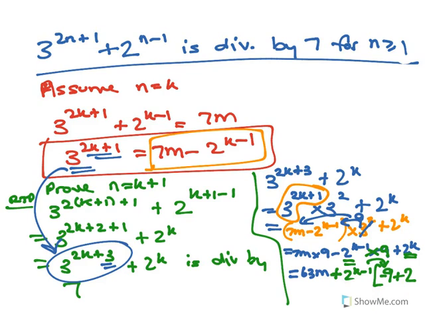So if that's 2, and you close this bracket, that's 63m plus 2 to the k minus 1 times minus 7. And you can see there is a common factor of 7 there. That's 7 times (9m minus 2 to the k minus 1), which is divisible by 7, and therefore by the process of mathematical induction, this is true for all n greater than or equal to 1.